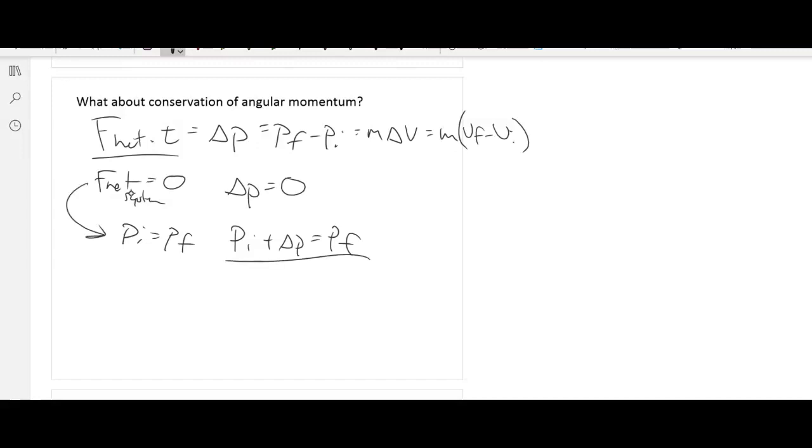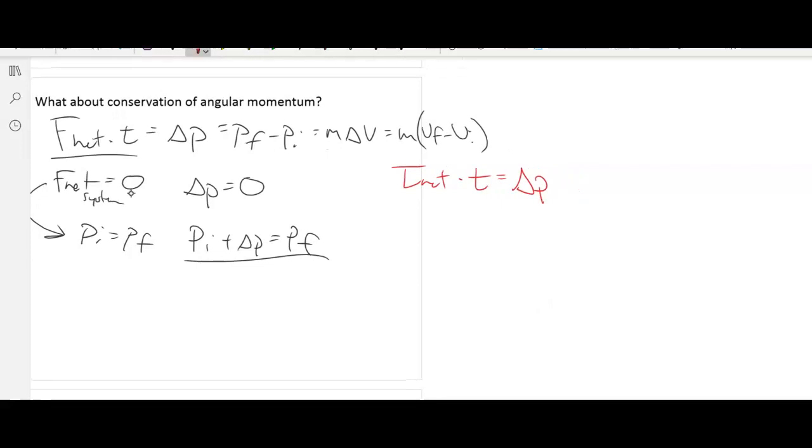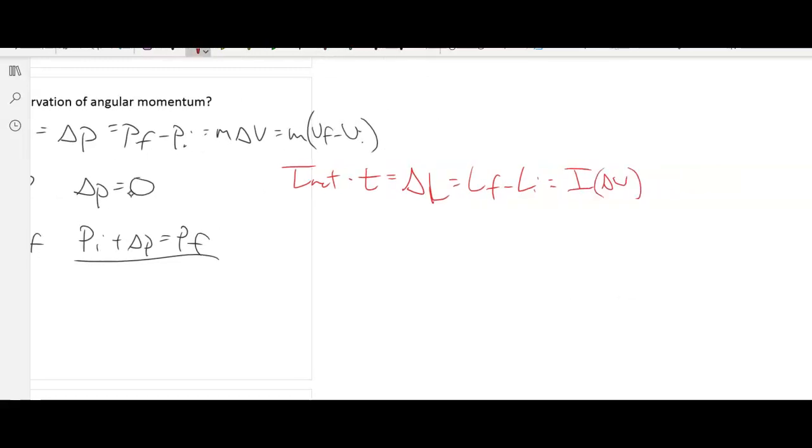But when F net of the system equals 0, then we could see that whatever I start with, I have to end with. So let's do all the same. So instead of F net, I have torque net times time. Instead of linear momentum, I have angular momentum. Sorry, that should be an L. So then this could be L final minus L initial. This could be I times omega, change in omega. And then you can just keep going on and on and on, all the exact same equations for one we could do for the other.